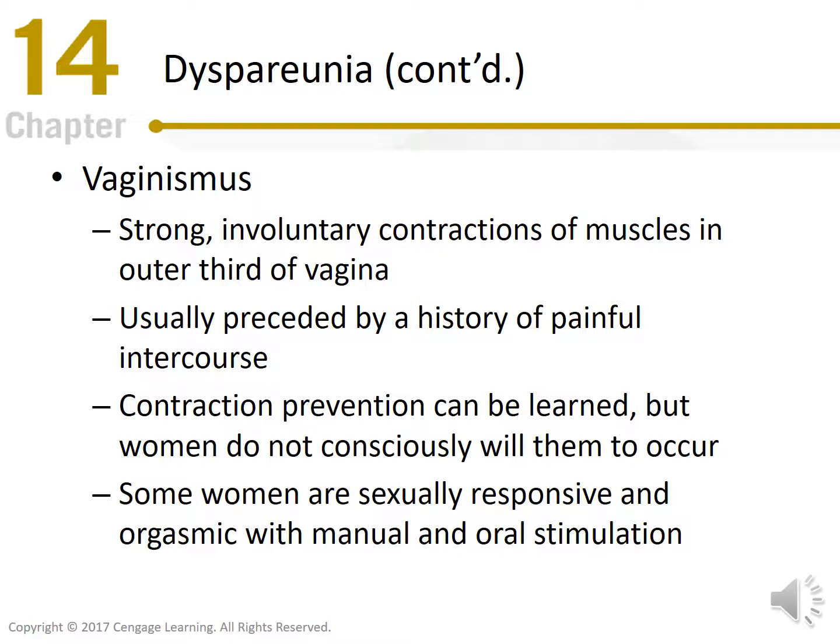Vaginismus is a strong involuntary contraction of muscles in the outer third of the vagina, usually preceded by a history of painful intercourse. The contractions can be learned, but women do not consciously will them to occur. Some women are sexually responsive and orgasmic with manual and oral stimulation.